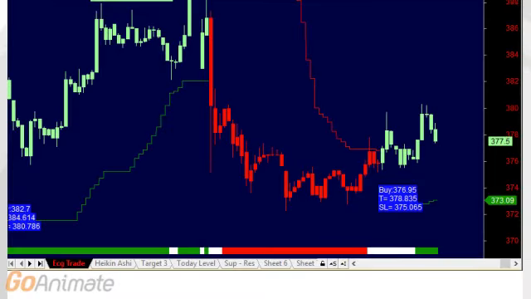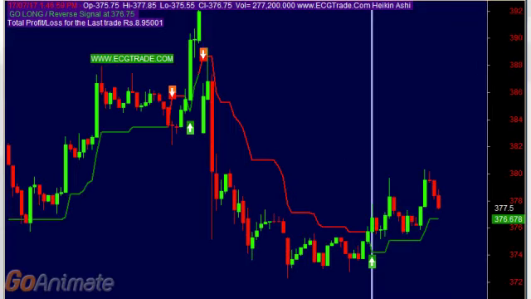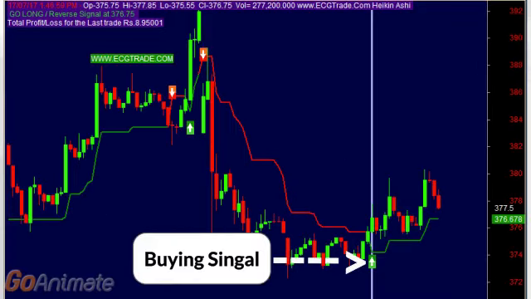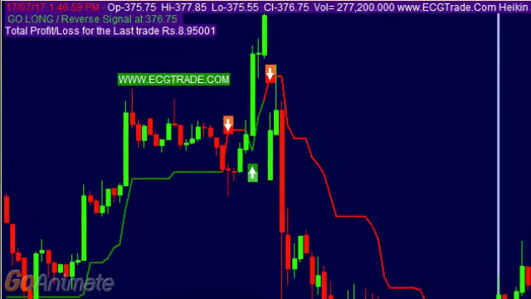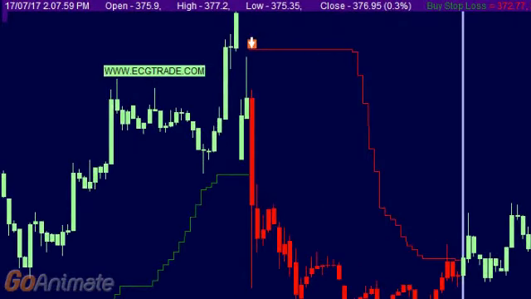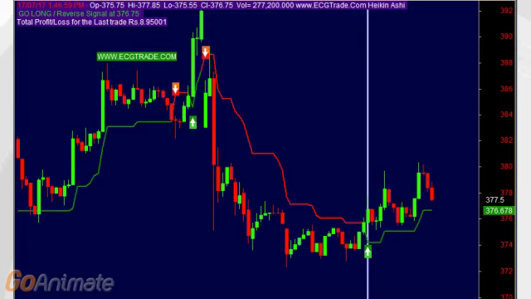For example, the stop loss line at this place is near the candle, and the trend line is the white color below. And if you look at the Heikin-Ashi chart, the buying signal came at 1:46 p.m., and in the ECG chart, the signal came at 2:07 p.m. Generally, the Heikin-Ashi chart receives signals quickly.